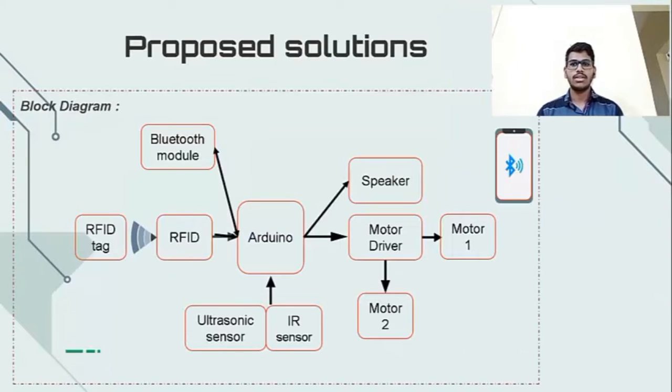Proposed solution. So this is the block diagram of my project. I have used the Arduino as the gateway, and at the left side of the block diagram there are the sensors which I have used in my project, and at the right side there are actuators. The first sensor is Bluetooth sensor. Second is RFID module. Third one is ultrasonic sensor, and fourth is IR sensor, which I have used for following the user. And at the right side there are speaker and motors.